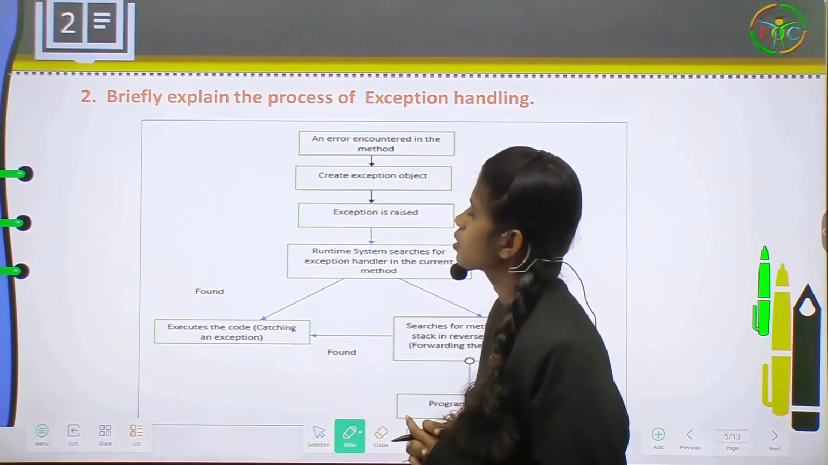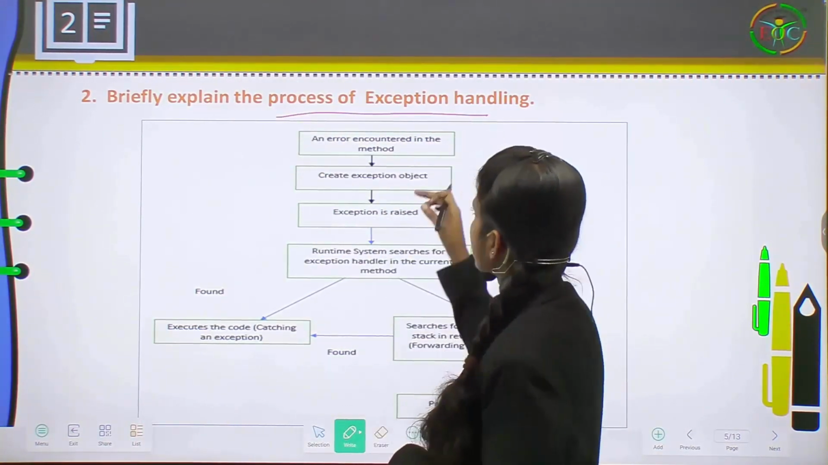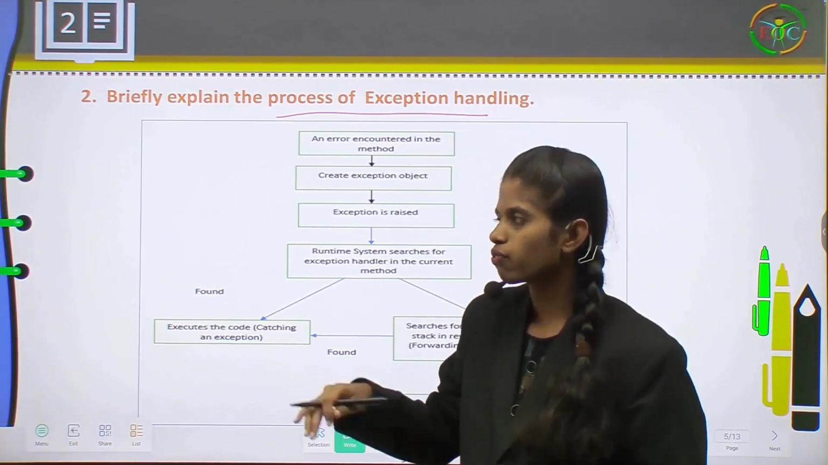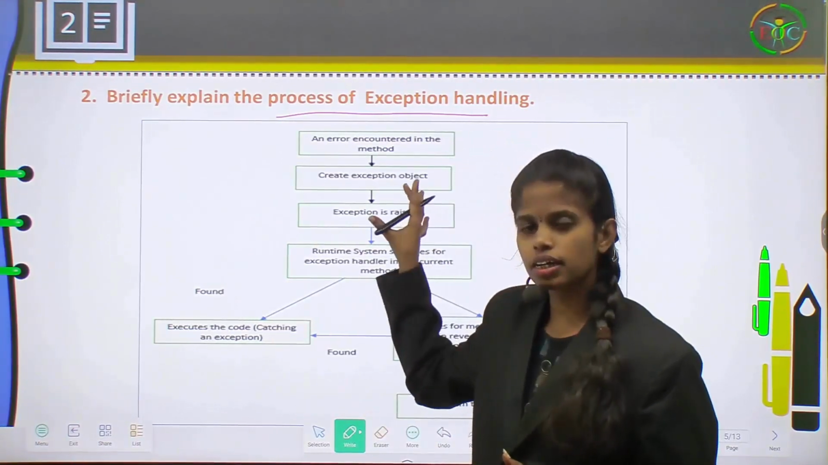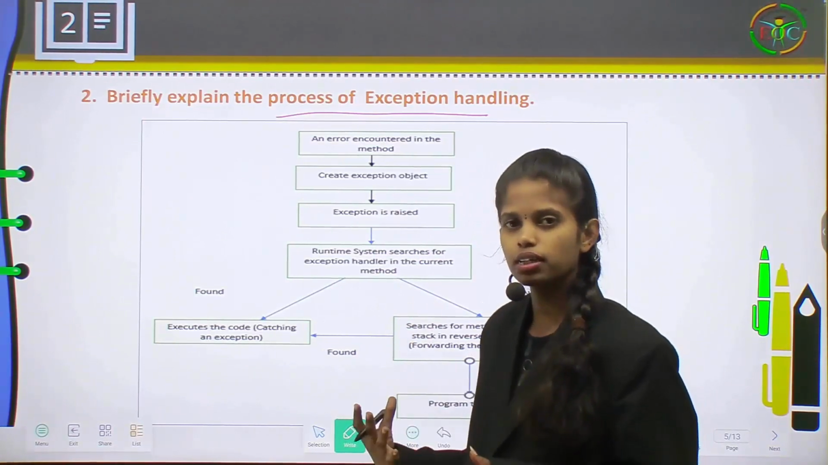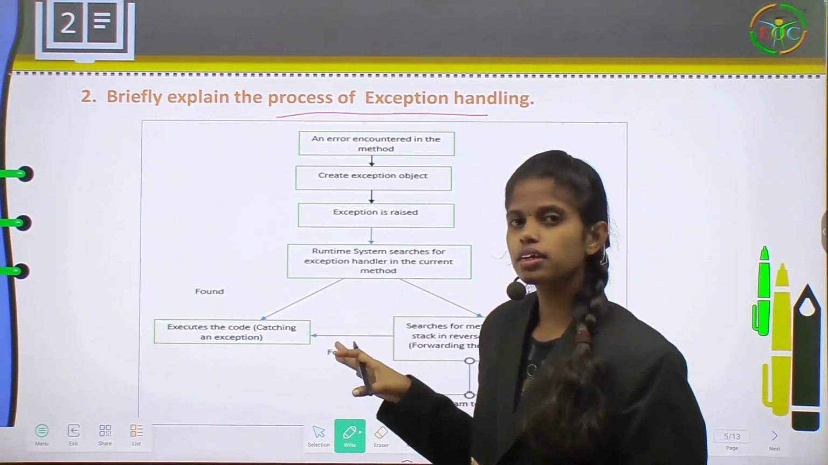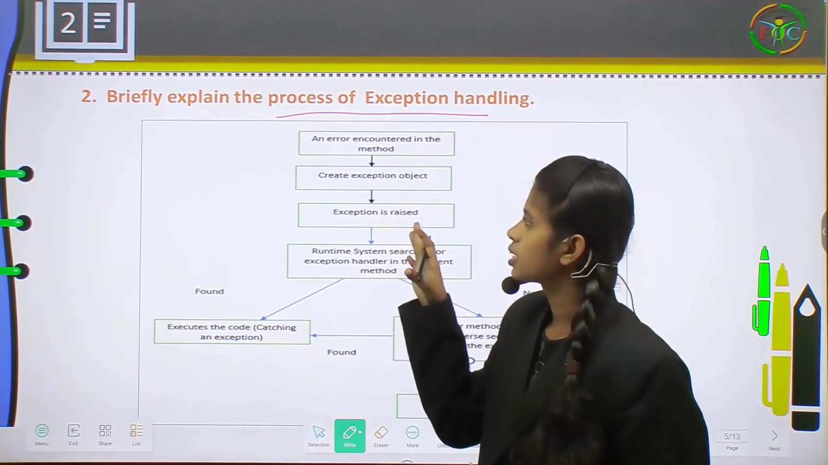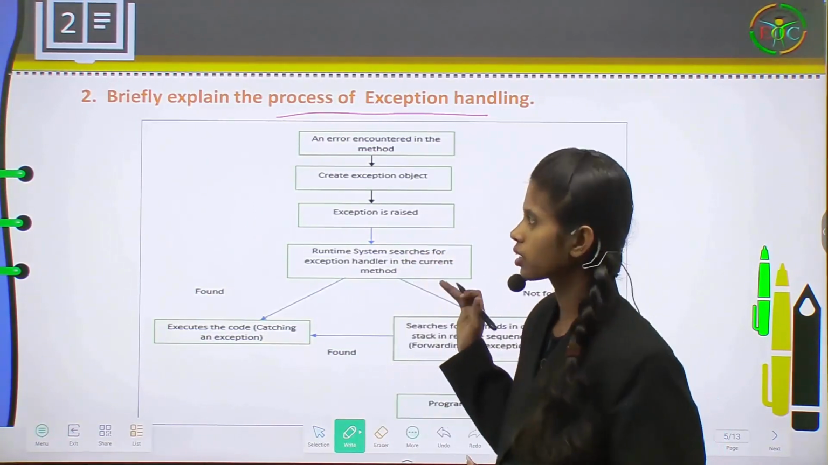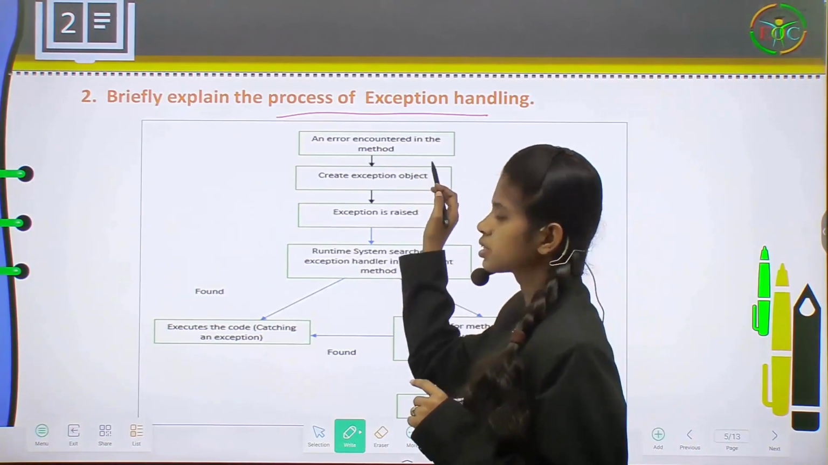Next question says: explain briefly the process of exception handling, from the step an error is encountered till it is caught and the message displayed. What is all the process that is happening inside? The exception handling process. Okay, so first thing is what? An error encountered in the method.